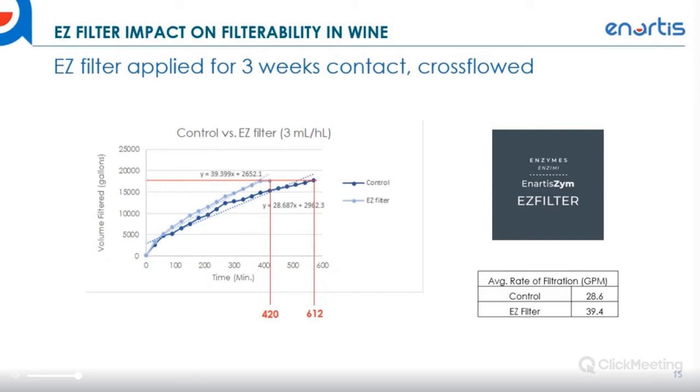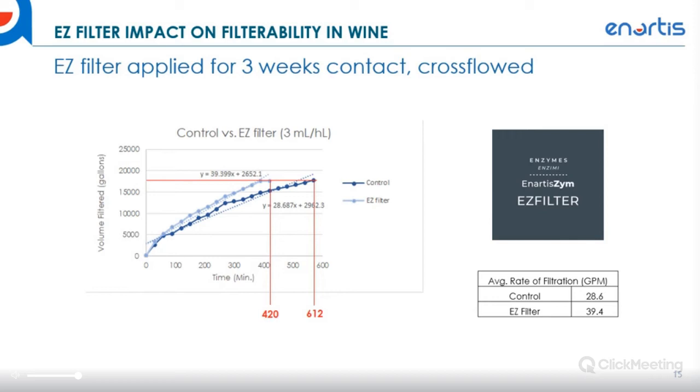Looking at the Easy Filter, this is a little bit of data to show you one trial that we did recently, looking at the impact of the Easy Filter on a Pinot Noir. Essentially what we saw was a 25% decrease in total time required for filtration, which is a pretty significant impact in terms of labor and time required for filtration. That's what the Easy Filter does: it improves the filterability. But it also has other benefits too.